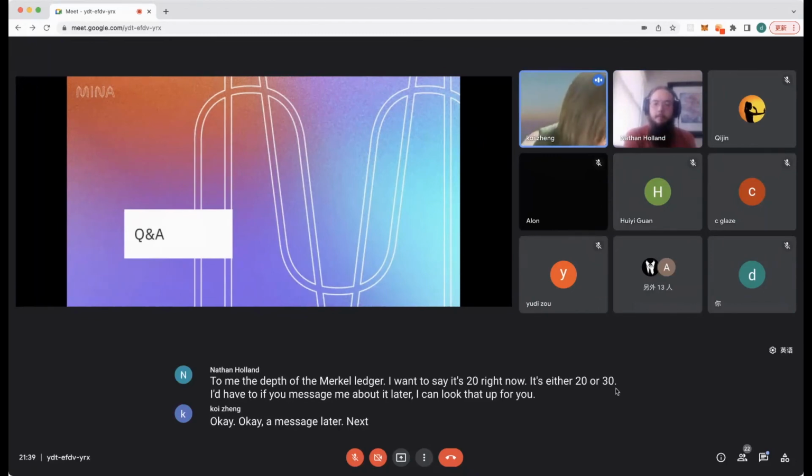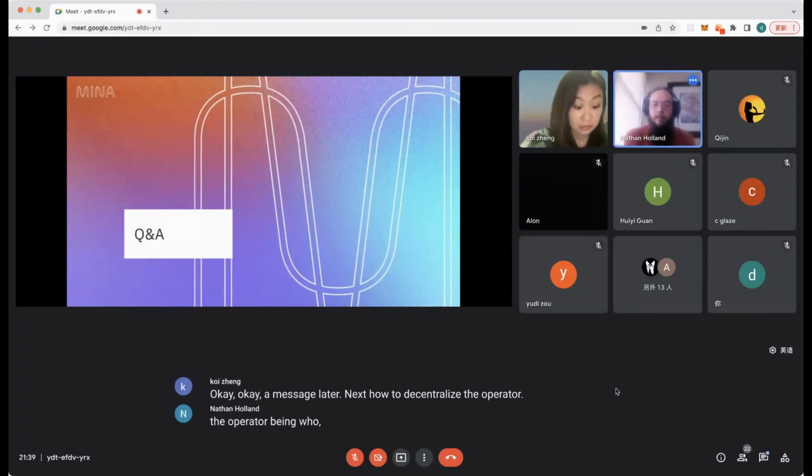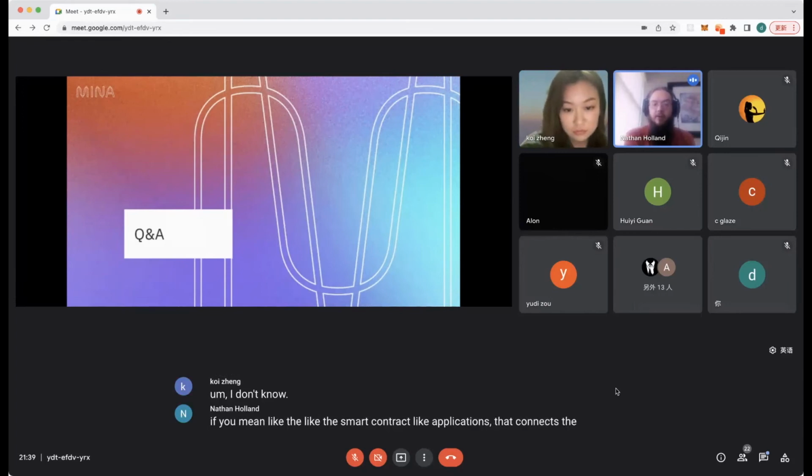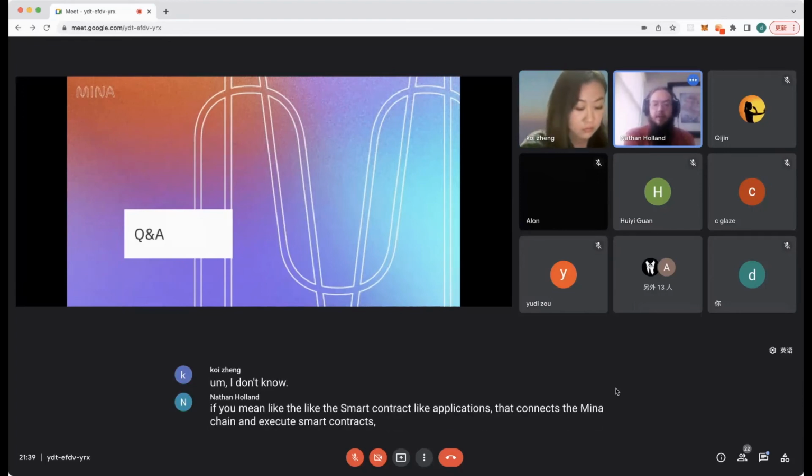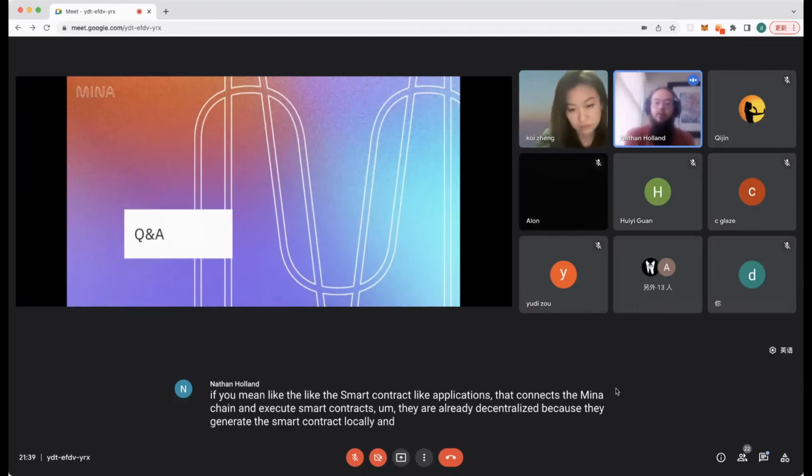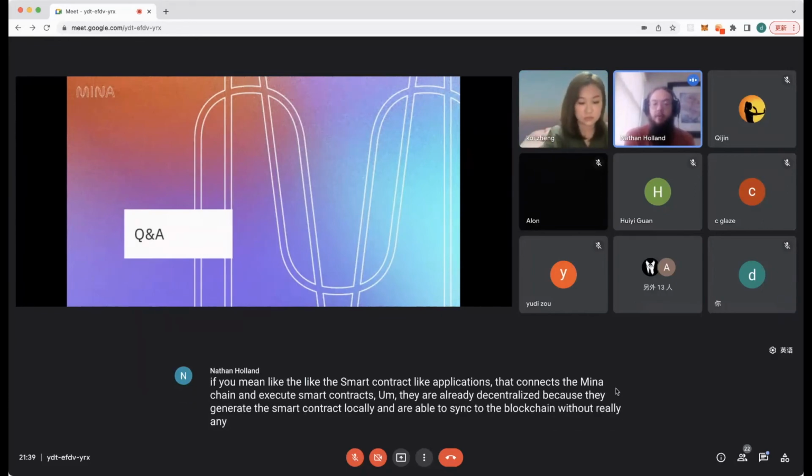Next, how to decentralize the operator? The operator being who? If you mean the smart contract applications that connect to the Mina chain and execute smart contracts, they are already decentralized because they generate the smart contract proofs locally and are able to sync to the blockchain without really any extra data. So, okay.